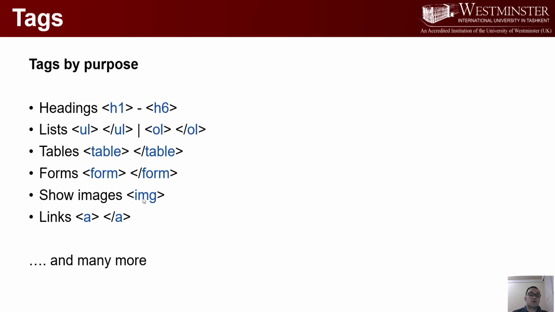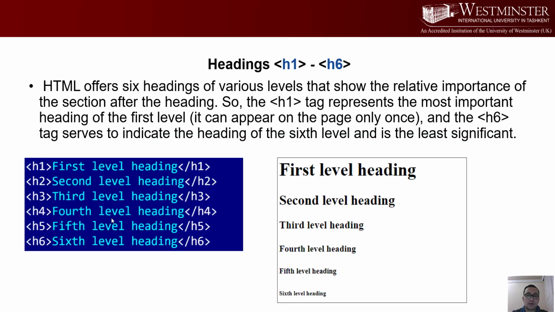Please notice that form, table, and UL are paired tags, they have opening and closing tags. IMG is an unpaired tag, it doesn't have a separate closing tag. Links use A, which stands for anchor, and it is a paired tag, it has opening and closing tags. We have many other tags. Let's start from headings. Headings can be declared using H1 to H6.